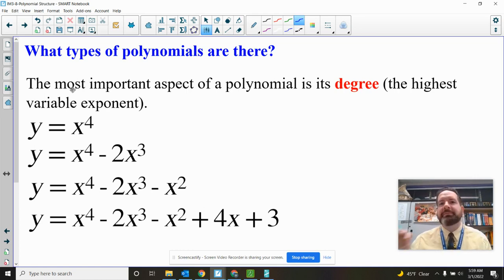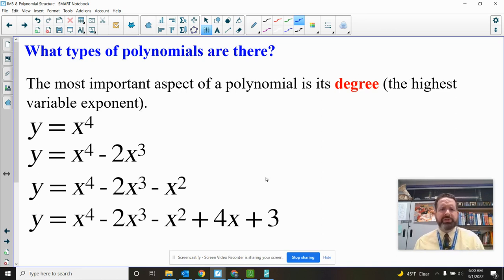So, firstly, the most important aspect, the dominant trait of any polynomial is its degree, which is just the highest exponent you ever see on a variable. As we look at these four equations here, in all the cases, the highest variable exponent is 4. These are all degree 4 polynomials.